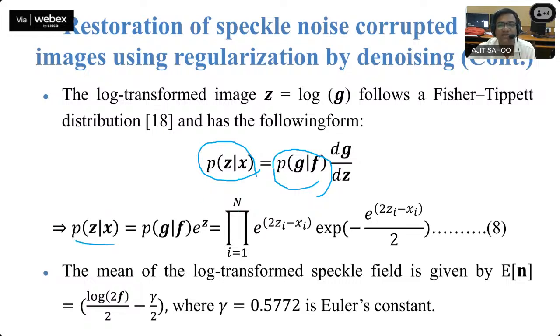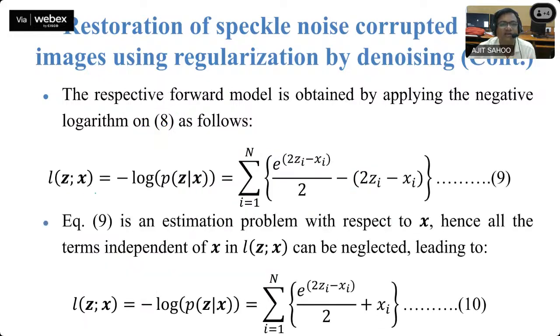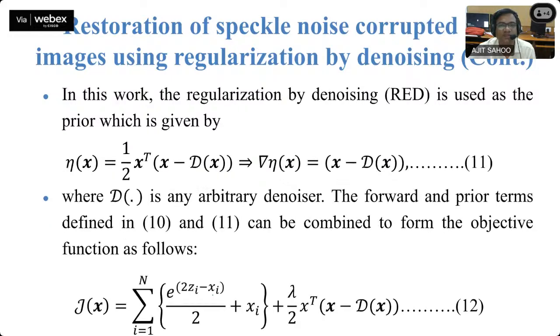So for P Z by X, you will get it from P G by F; one formula is available in this reference to get P Z by X. If you do this, you will get this simplification, and you will get minus log P by Z. This way, if you take all the simplifications, you will get all these terms.